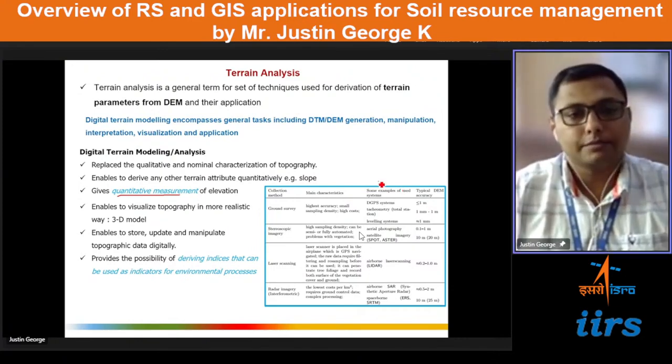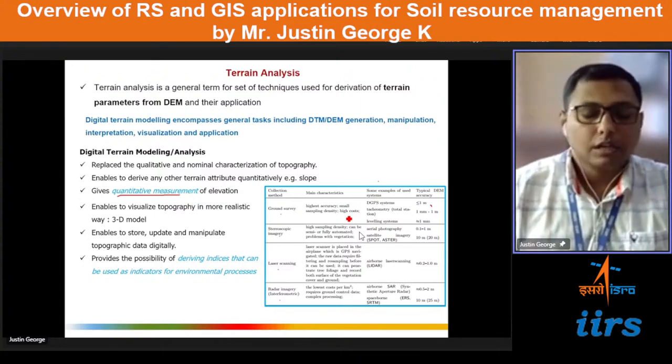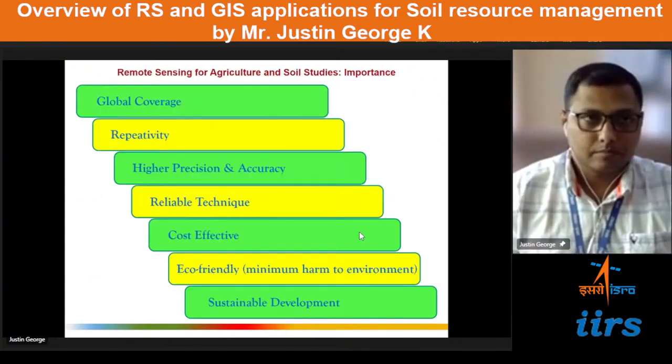This table shows the various characteristics of different DEM generation methods like the ground survey, the stereoscopic imagery, the laser scanning, as well as the radar interferometry with respect to their accuracy as well as the cost. So depending on the purpose or the funds available or your particular task you are aiming for, you should choose the different types of DEM generation methods.